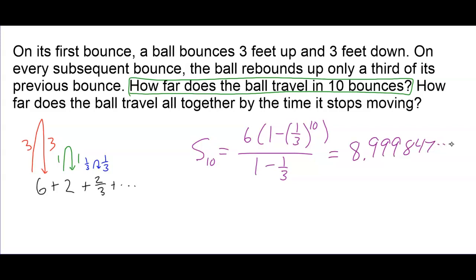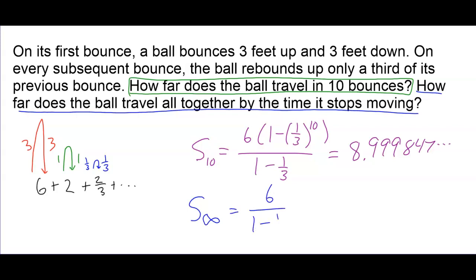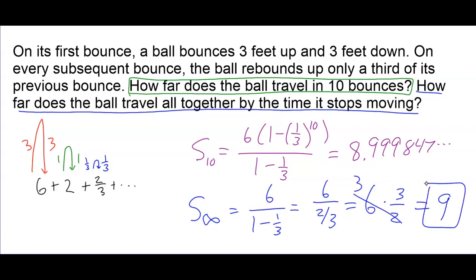Real mess. Super ugly. But if you pretend, like it says in the second part of the question, that the ball is going to bounce forever, an infinite number of times, the formula is actually easier to deal with. It's just 6 over 1 minus a third. And you don't need a calculator for this one. This is one that you could work entirely by hand and get 9. Which, 8.999847 versus 9? 9 is the same answer to 1 decimal place of accuracy, to 2 decimal places, to 3 decimal places. These are the same answer.